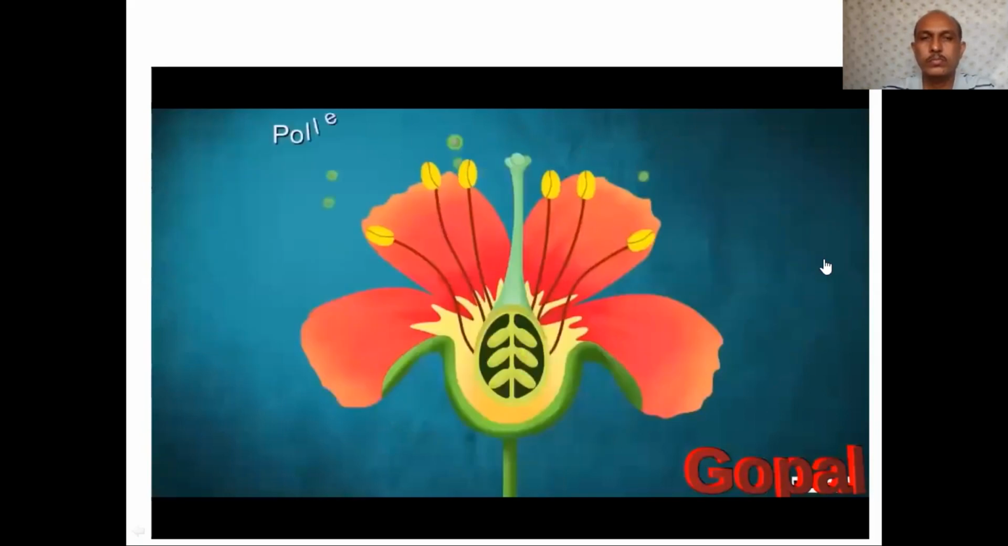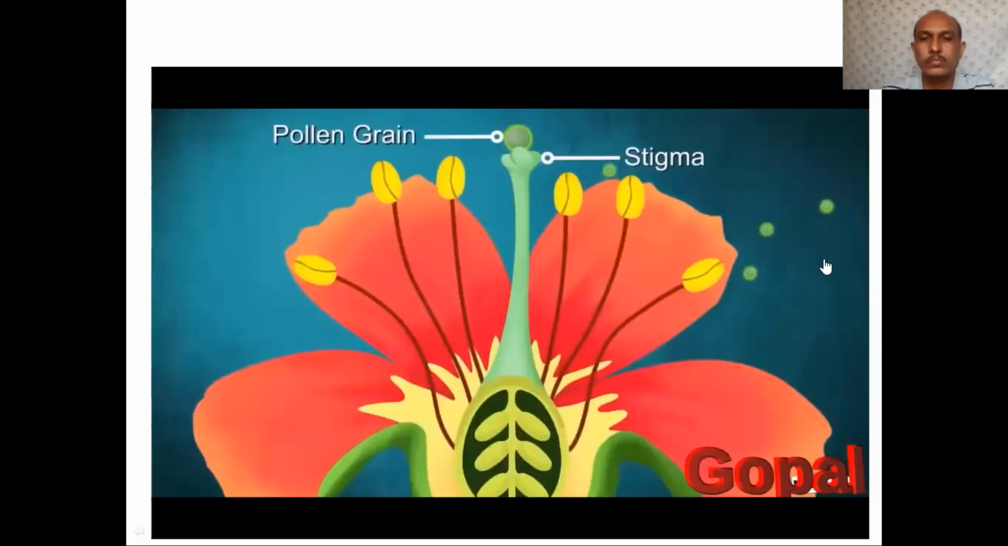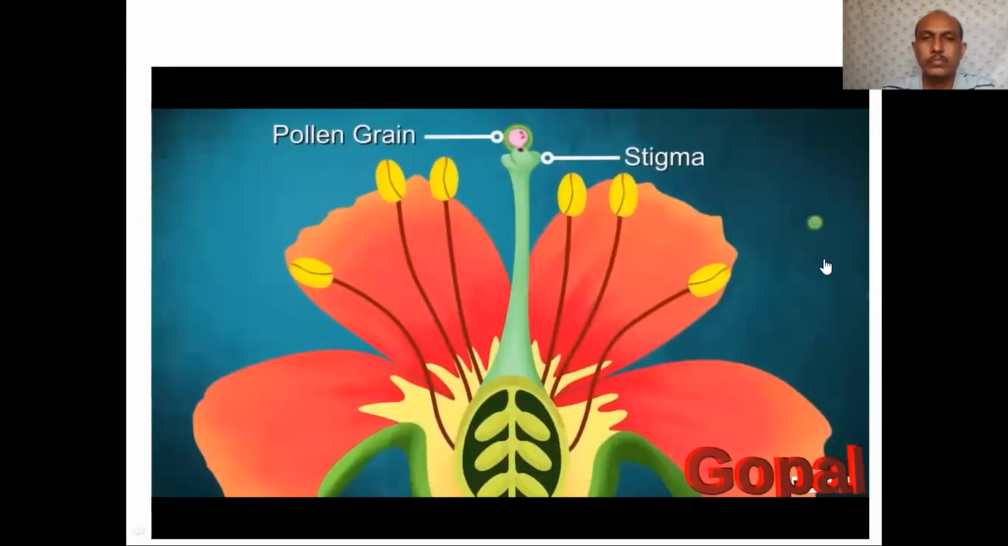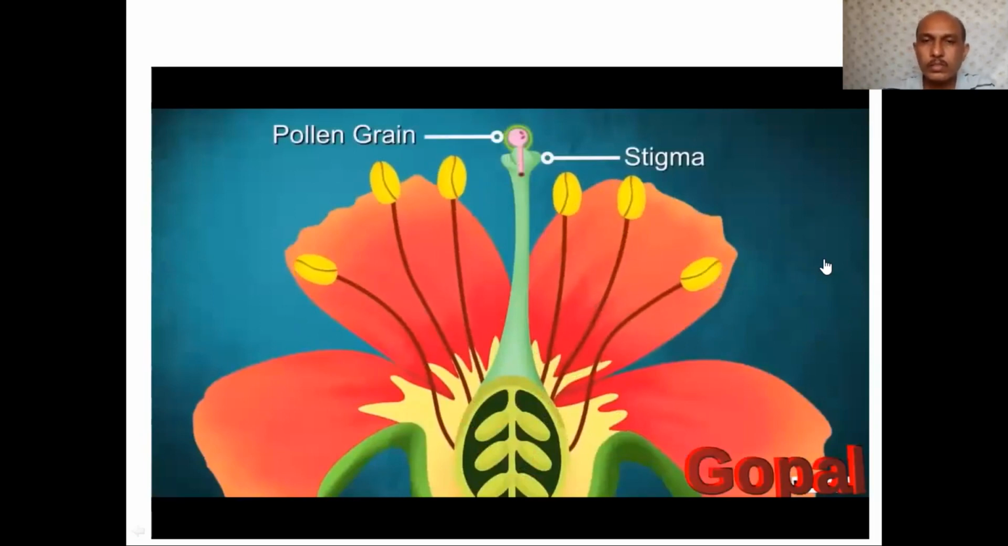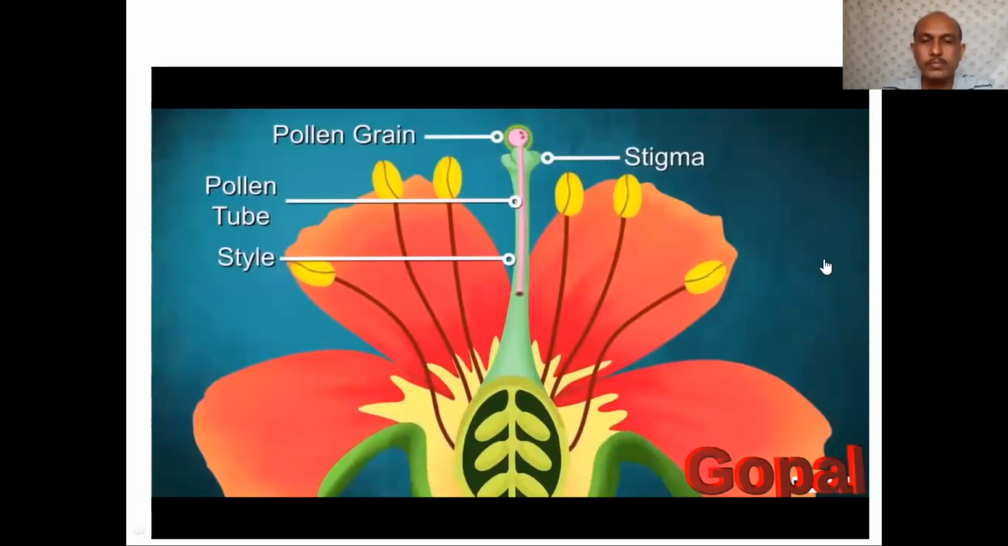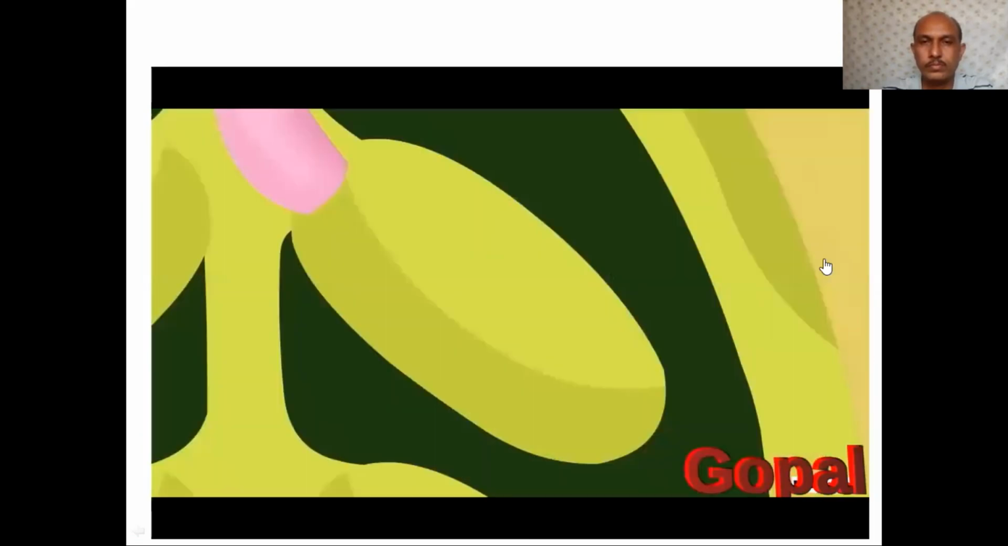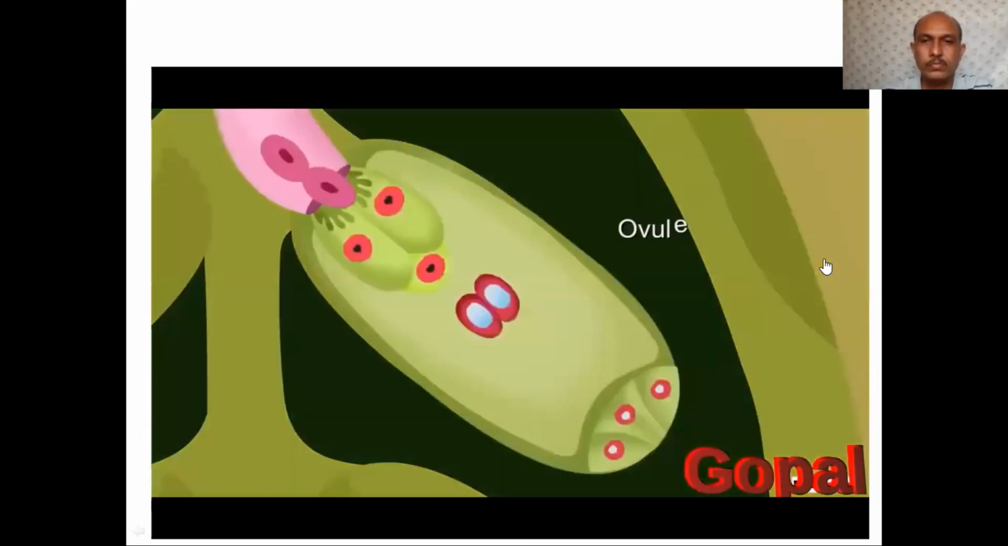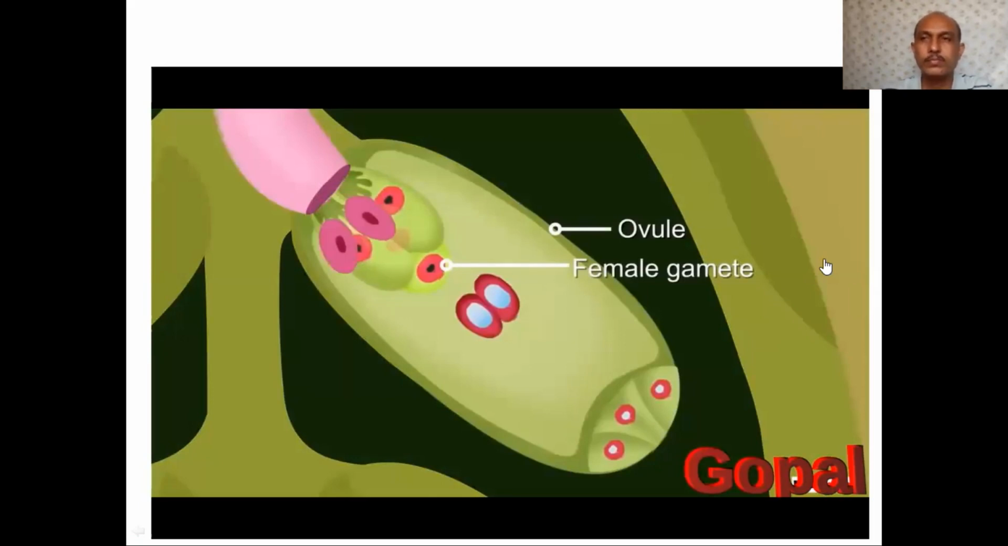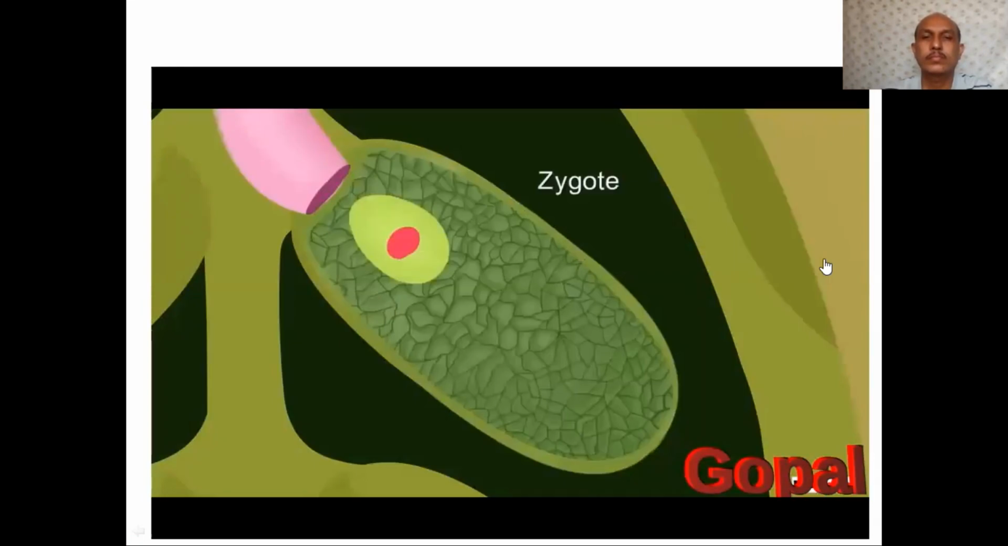Once a pollen grain reaches the stigma of a suitable flower, a tube grows from the pollen grain. This tube travels through the style and reaches the ovary. The male gamete from the pollen travels in this tube and reaches to the female gamete present in the ovule. So there are two male gametes reach to the embryo sac. We'll see that. Ovule of the ovary. After that, the male and the female gamete fuse together to form the zygote. This process of fusion of male and female gametes is called fertilization.